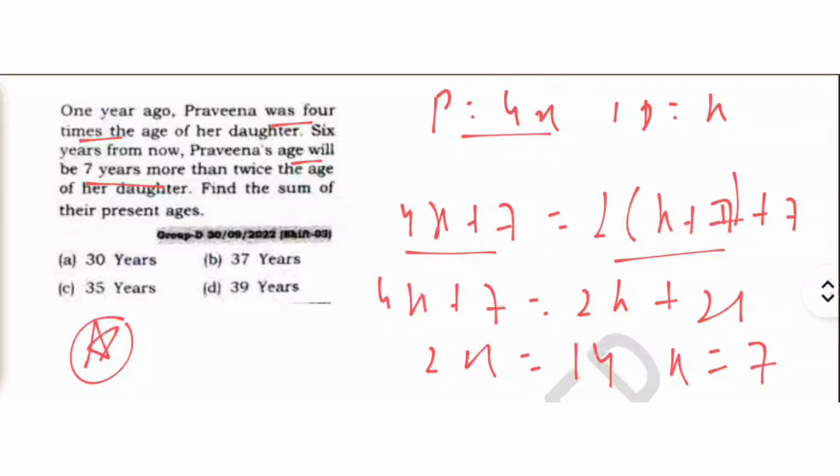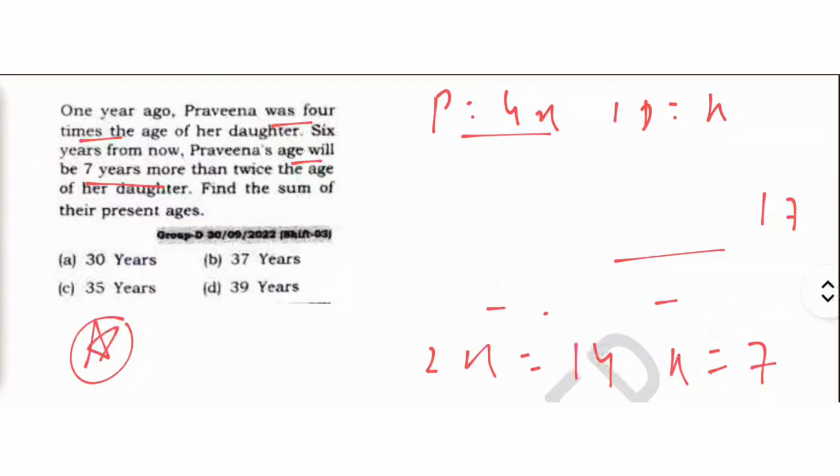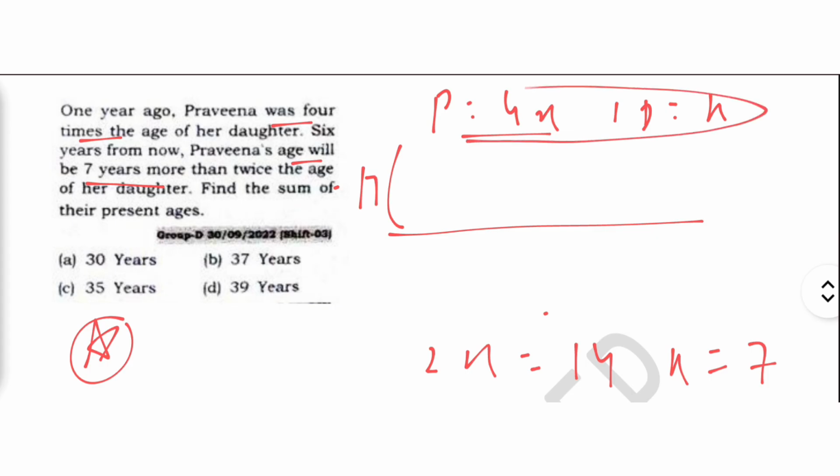Present ages. Since your x is 7, we need to find the sum of the present ages now. See guys, what we knew: this is the present age, this was the age 1 year ago. And 1 year ago, what was the ratio? This only. Okay. If we want to come to the present, we have to add plus 1 for both of them. So it is nothing but 4x plus 1 plus x plus 1.